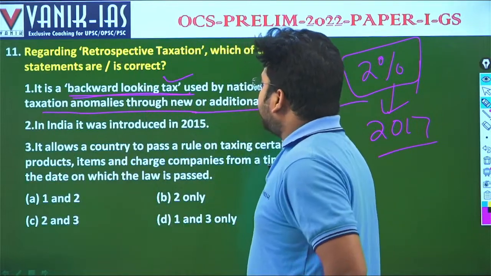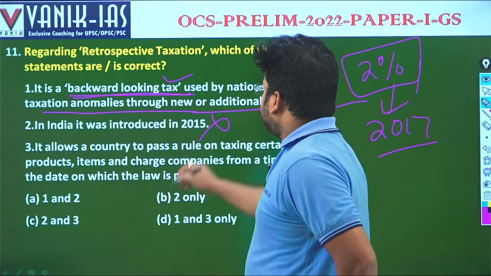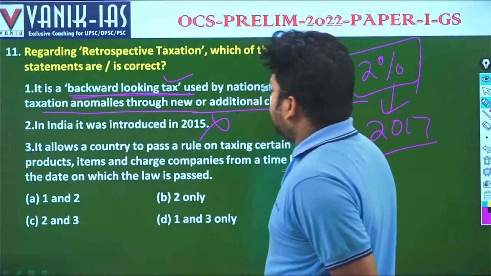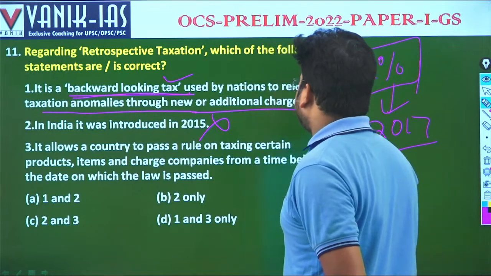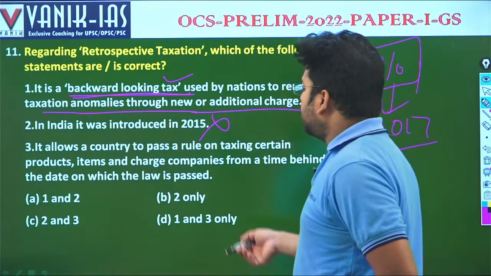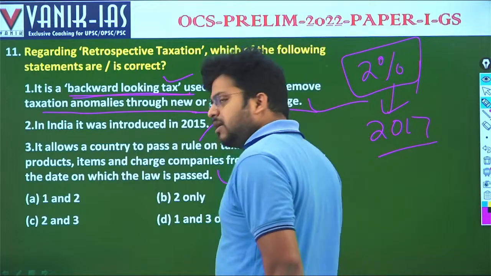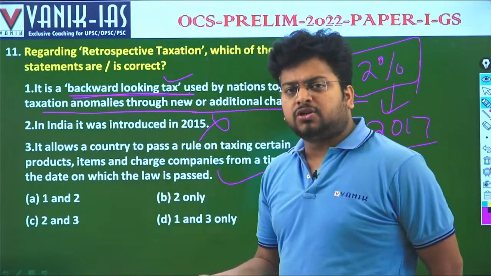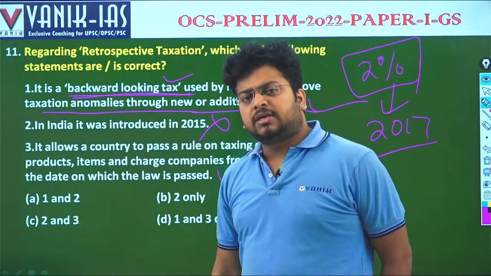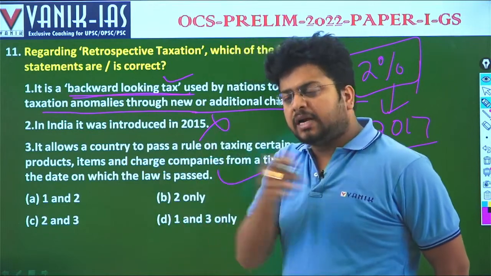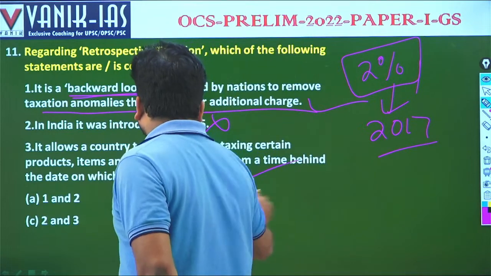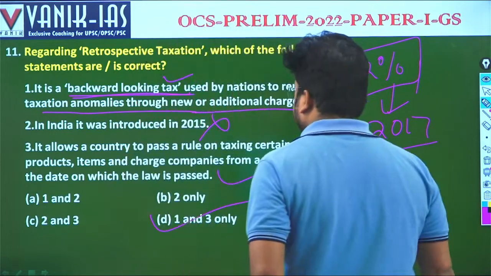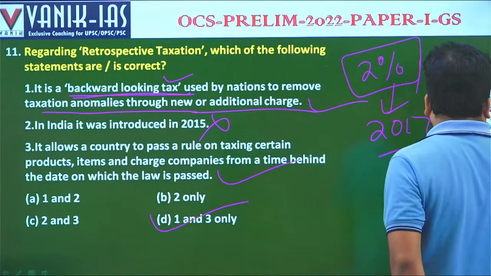Okay. In India, it was introduced 2015. No, this is wrong. It allows countries to pass rules on taxing certain products, items, and charge companies from a time behind the date on which the law is passed. Suppose the law is passed in 2012, they will impose it from 2010 or 2008. So that is behind the date. So 1 and 3 options are right. So D option is right. Question is correct? Yes. So 1 and 3 is right.